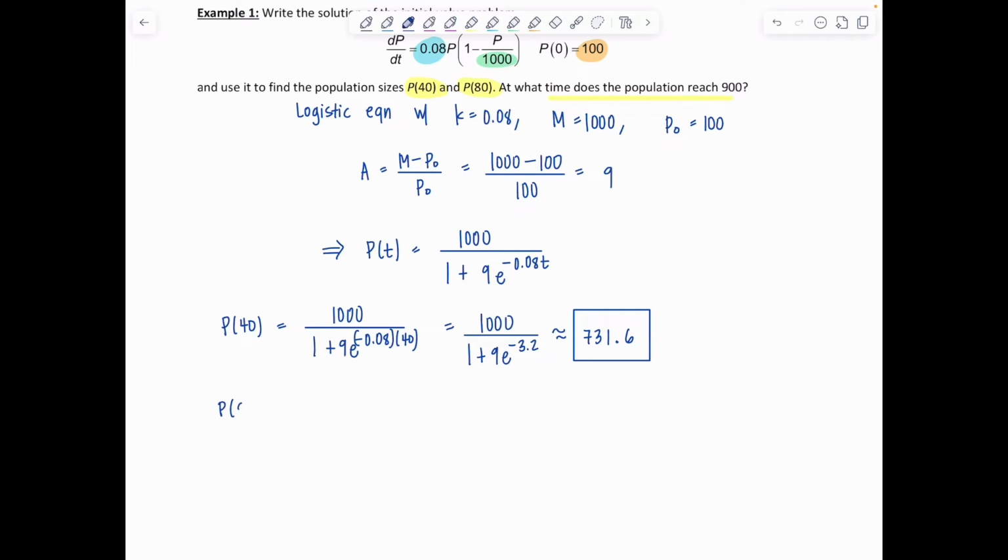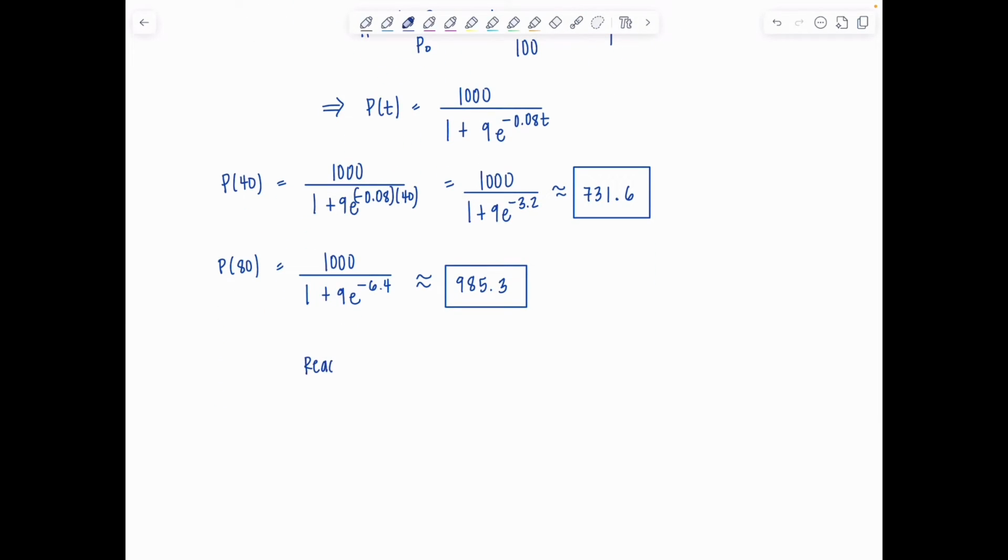And then P of 80, similarly, 1,000 over 1 plus 9 e to the negative 6.4. Just double that exponent now. And that's approximately 985.3. And then at what time does the population reach 900? Now I'm going to set everything equal to 900. So that equals 1,000 over 1 plus 9 e to the negative 0.08t.